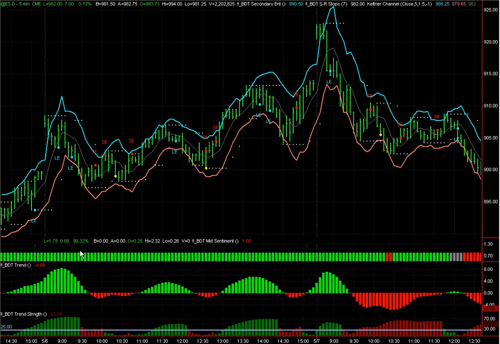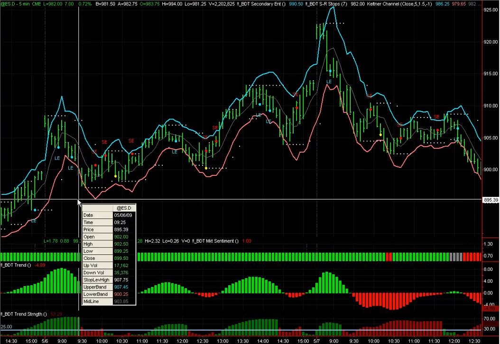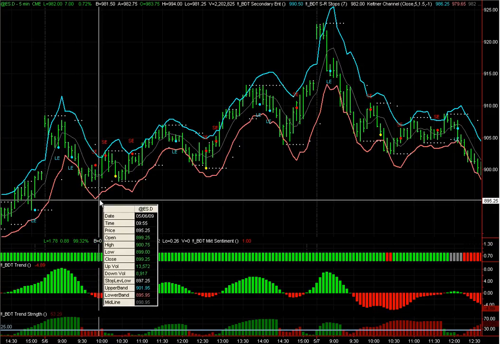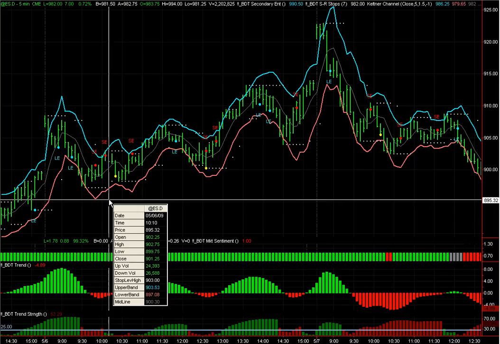So what I'm looking for is where all of these indicators are in total agreement for the highest probability trade. When they're all green, I look for the price to cross below the lower band, and here it does that at 900.25. Now it looks like we have some downside action here, but it's a high probability trade.